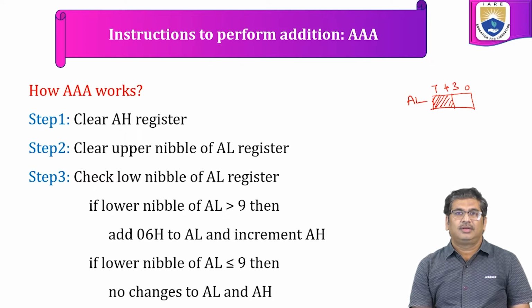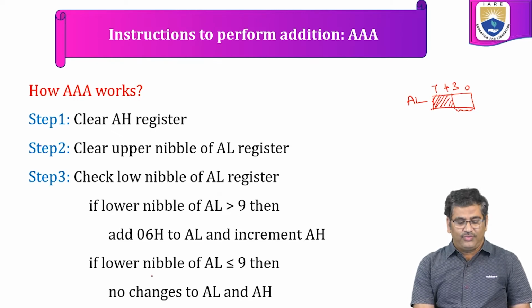Then examine the lower nibble of the AL register, that is bit 0 to bit 3. If the lower nibble of the AL register is greater than 9, as it is not a valid BCD, we have to add 06 to the AL register contents as well as increment the AH register.